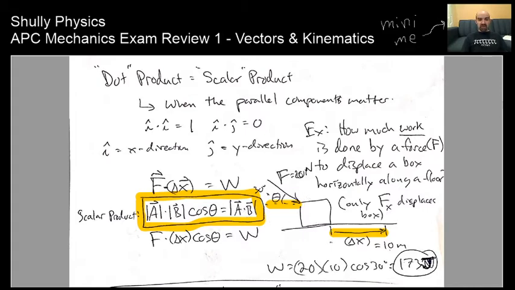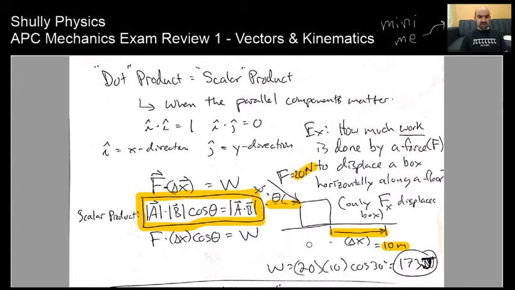So if our force is 20 newtons and our displacement is 10 meters, we're going to take 20 times 10 times the cosine of the angle between them, cosine 30. 20 times 10 cosine 30 would give us 173 joules. Now that's more specific to the work unit. It's just a working example of when and how to use the scalar product.